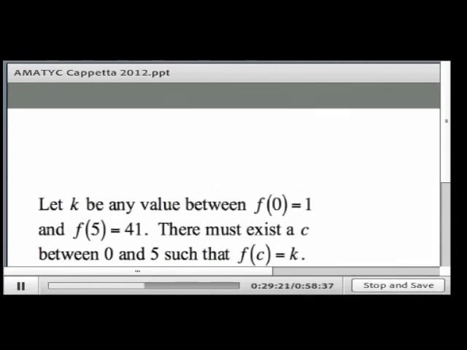Okay, another similar question. Again, we're looking at definitions and theorems and whether students can understand what these things mean. This says let k be any value between f of 0 and f of 5. F of 0 is 1 and f of 5 is 41. There must exist a c between 0 and 5 such that f of c equals k. So if k is anything between 1 and 41, must there be a c between 0 and 5 such that f of c equals k? And again, intermediate value theorem sort of question. You'd hope they would draw a picture, and you would hope they would at least talk about continuity.